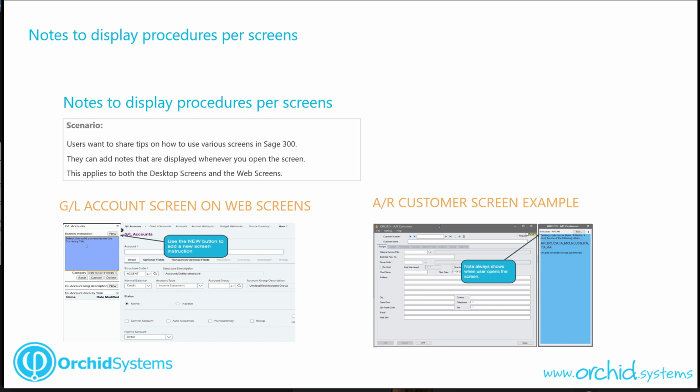This applies to both web screens, like you can see here on the GL account screen, where we're giving instruction on selecting valid currency on the currency tab, or on the desktop screens, where we here have instructions on how to use the AR customer screen. We have set up some examples, and during the course of today's presentation, keep an eye out for screen notes like this, generally with a blue background.